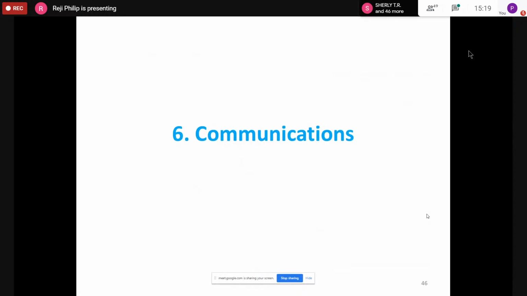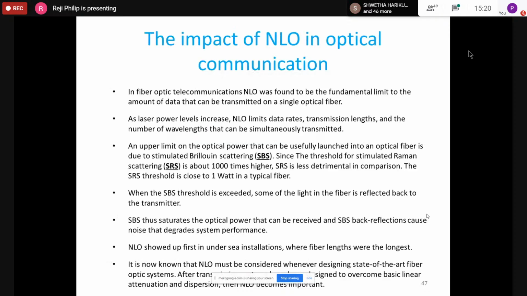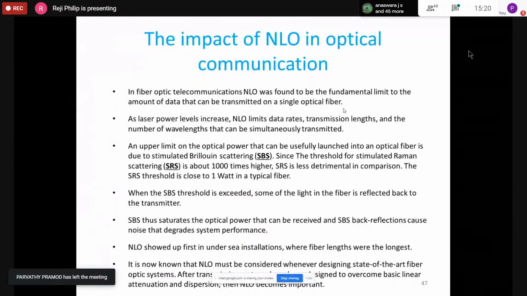Then coming to communication, optical communication. So that's the last part of my talk. There is an impact of nonlinear optics in optical communication also. So for example, in fiber optic telecommunications, NLO was found to be the fundamental limit to the amount of data that can be transmitted on a single optical fiber. So why this is important is because we have transoceanic fibers. For example, there's a transatlantic optical fiber that goes from New York to Paris. So the cable is laid in the ocean, basically.